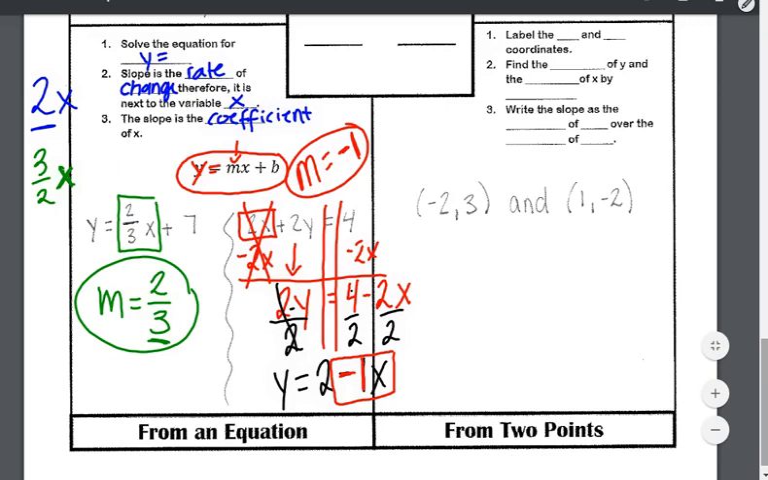Alright, and then the last piece is from 2 points. So if you're given 2 coordinate points, you can find the slope. Label your x coordinates and your y coordinates. Find the change of y and the change of x by subtracting. Then write the slope as the change of y over the change of x.